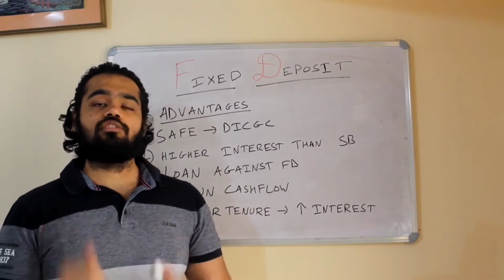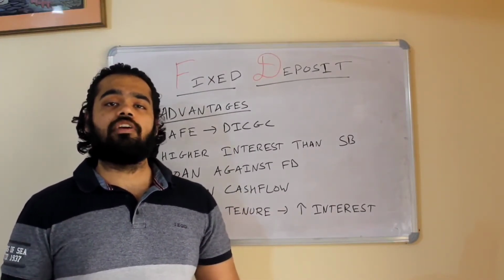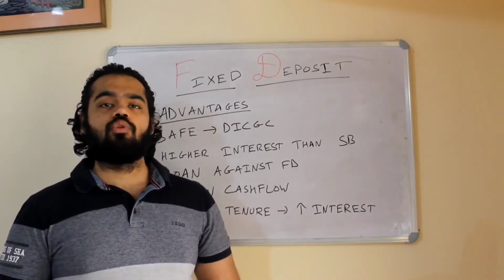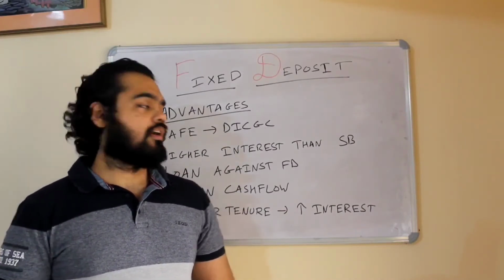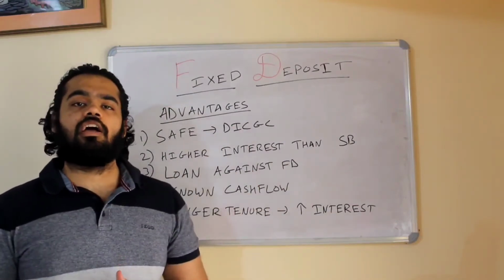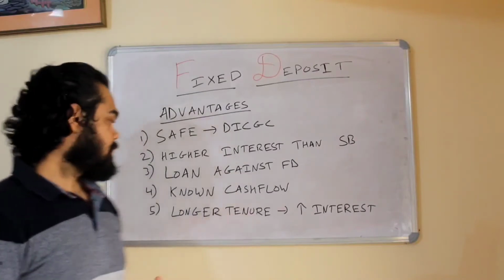So, as soon as you open an FD, you are eligible for a loan against your FD up to 80 or 90% of your FD amount, depending on the institution that is giving you the loan. So, it is a liquid instrument also, where you can earn your interest and simultaneously take a loan if you are in need of temporary funds.